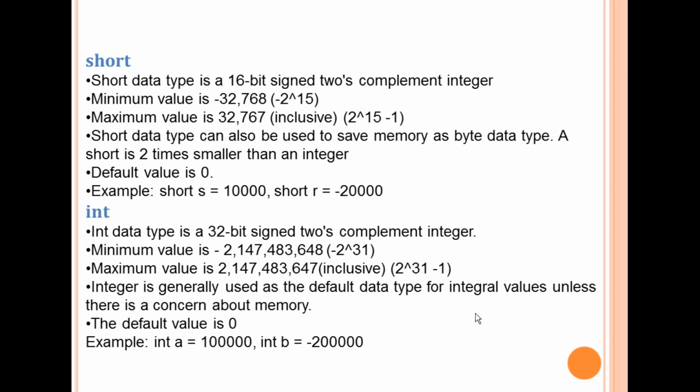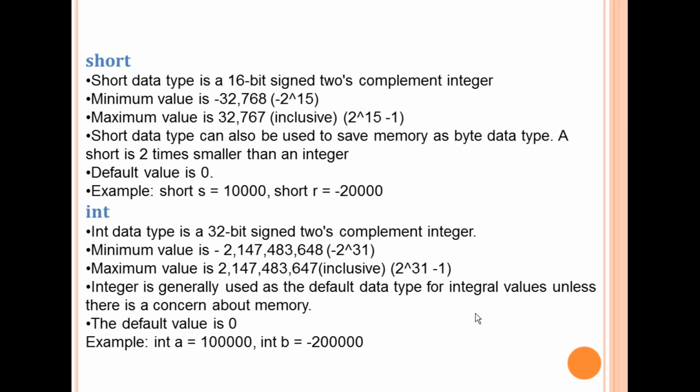Second data type, short. Short data type is a 16-bit signed 2's complement integer. Minimum value is -32,768. Maximum value is 32,767. Short data type can also be used to save memory as byte data type. A short is 2 times smaller than an integer. The default value is 0. Some of the examples: short s equals 10,000, short r equals -20,000.